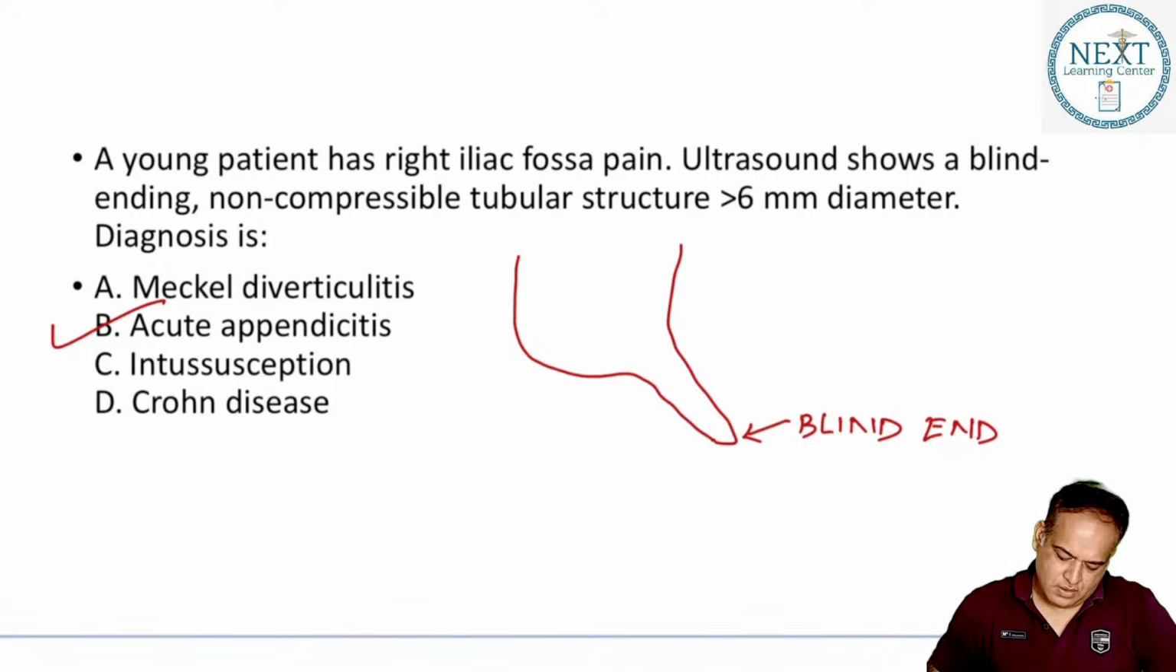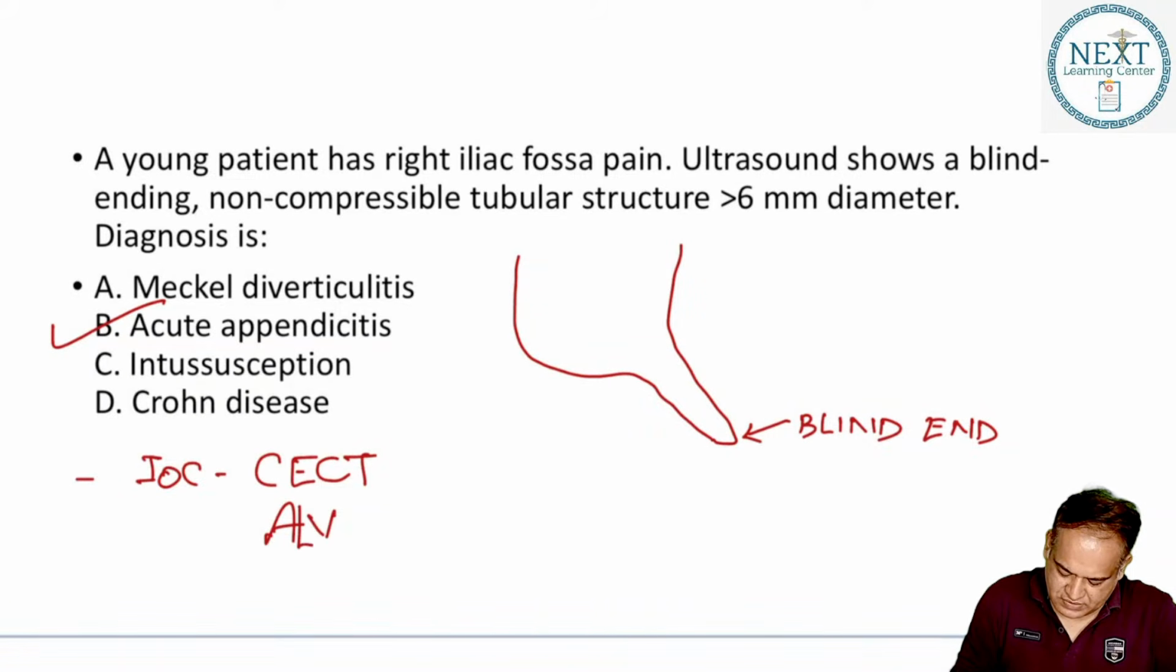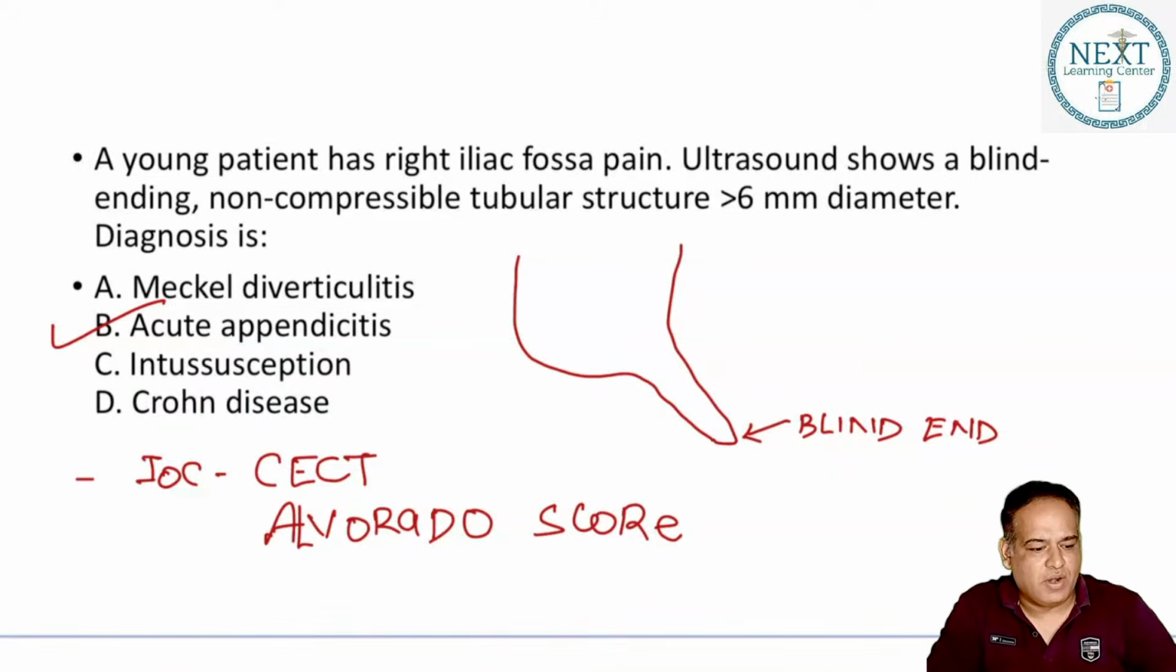Okay. So investigation of choice in acute appendicitis is contrast CT scan. And how do you decide? You decide by the Alvarado score. Remember the mnemonic MANTRELS. MANTRELS is the mnemonic, right?